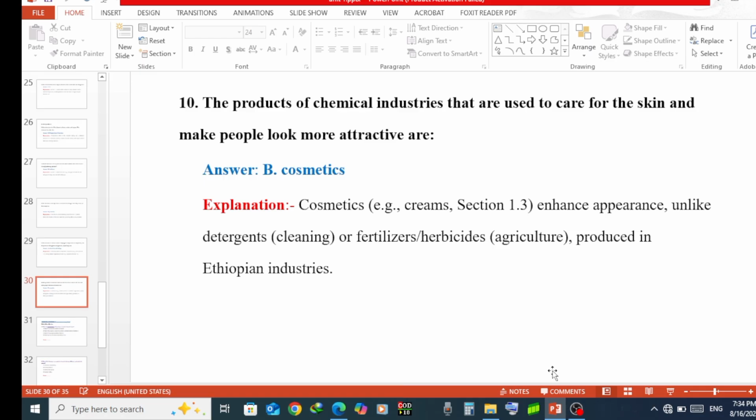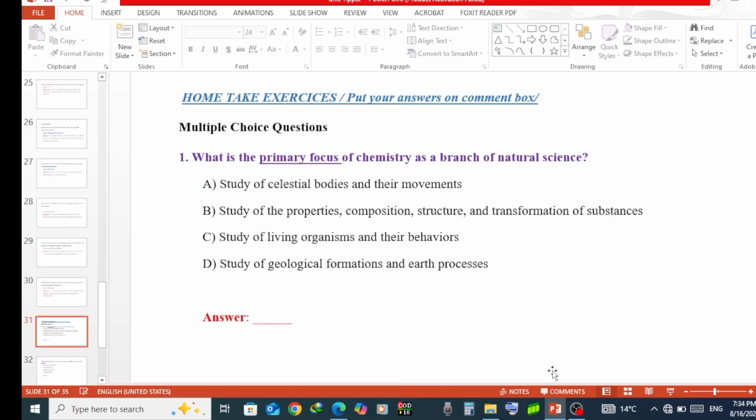These are all about the exercises and the review questions. Now we are going to have the home take exercises. You are going to do the exercises by yourself and provide the answers in the comment box. So the instruction is to choose the correct answer.